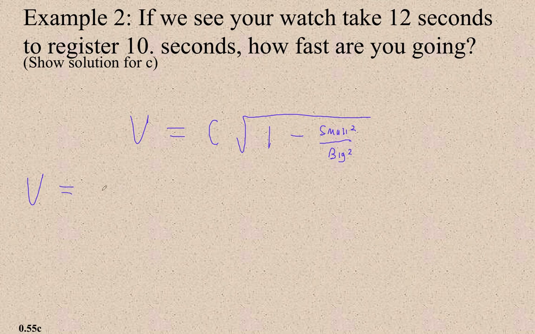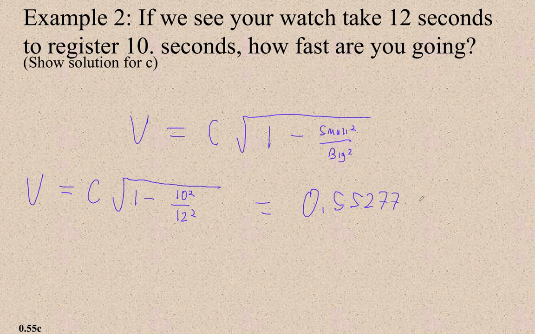So we're just going to plug in here. Our velocity is c times the square root of 1 minus 10 squared over 12 squared. I'm going to leave the c there because the answer should be in terms of the speed of light when you do these things. So the square root of 1 minus 10 squared divided by 12 squared gives 0.55277 c. We only have 2 sig figs, so it's 0.55 c. Ta-da.